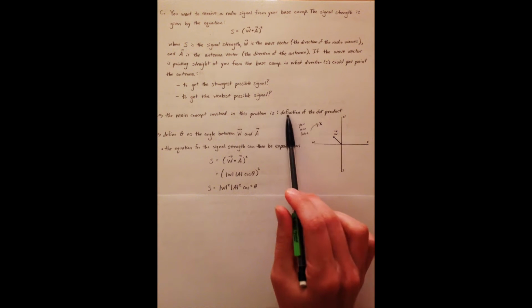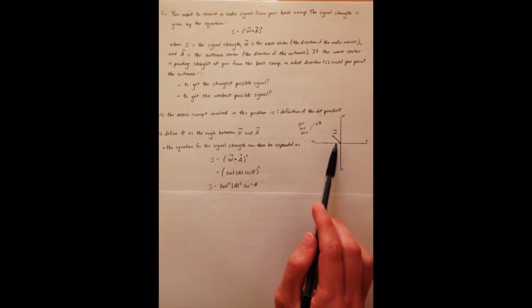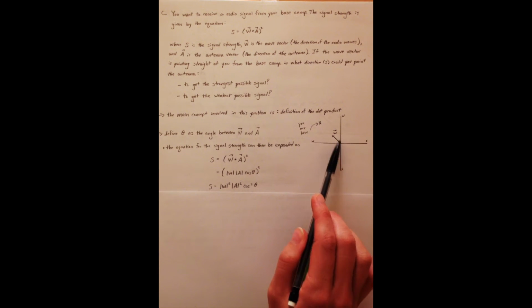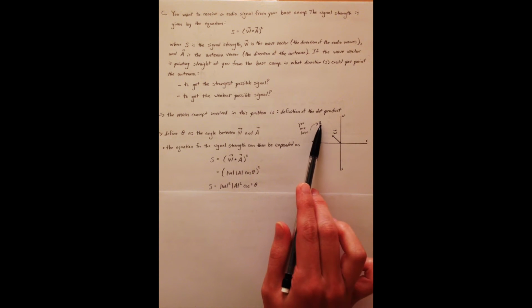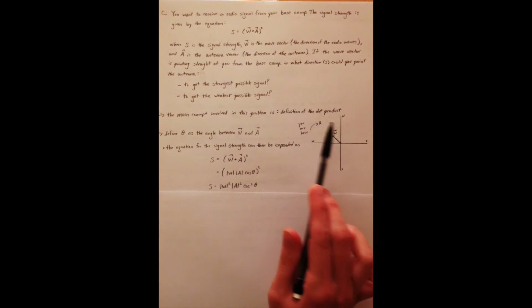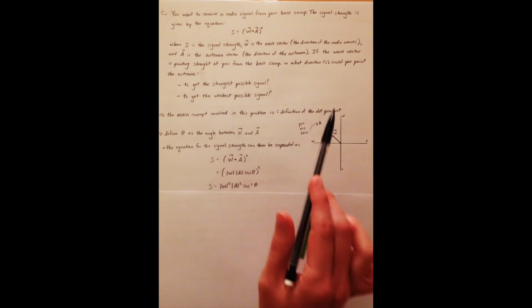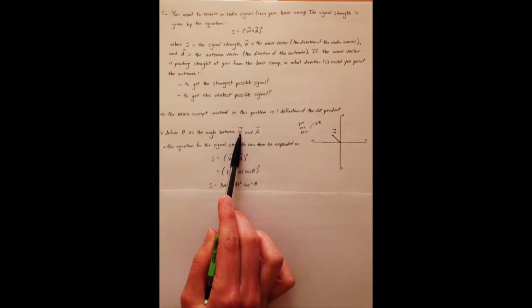The main concept involved in this problem is the definition of the dot product. At the end of the hike, you are some distance out from your base camp. The vector W points directly at you. Your task now is to determine in what direction the vector A should point so as to get the strongest possible signal and the weakest possible signal. Define theta as the angle between the vector W and A.